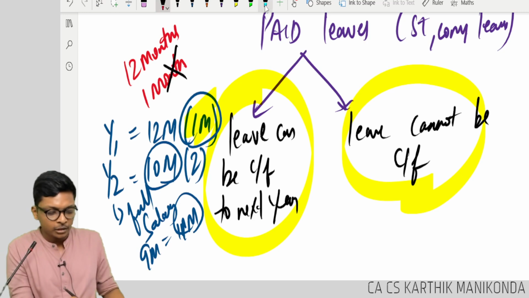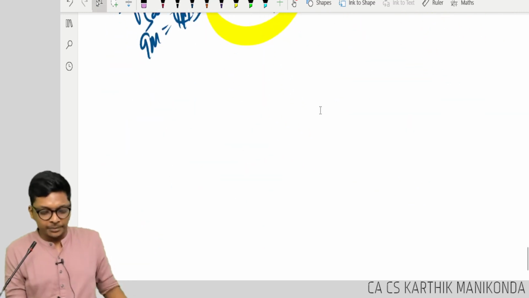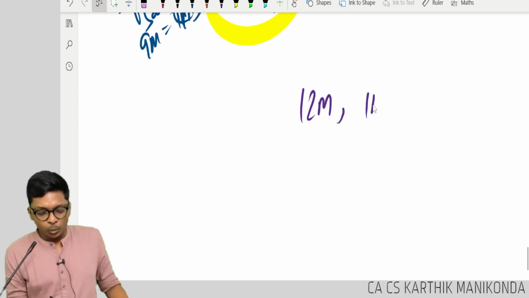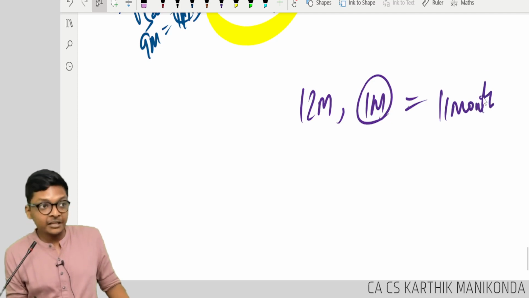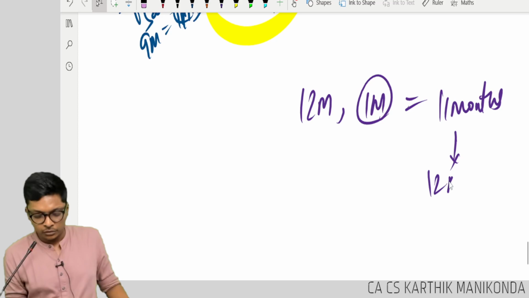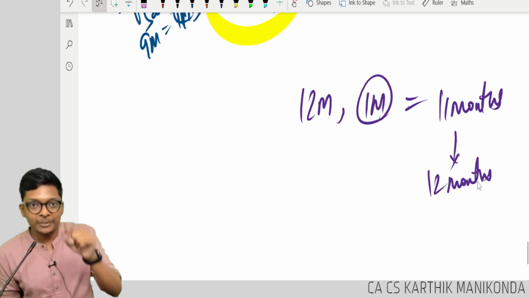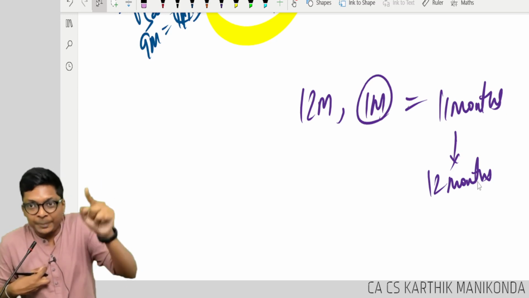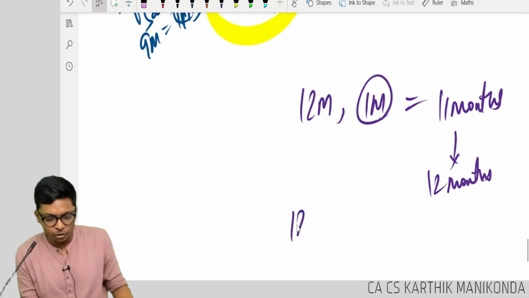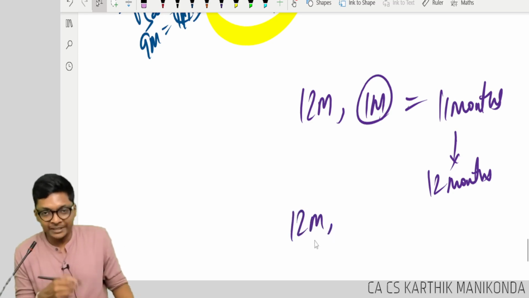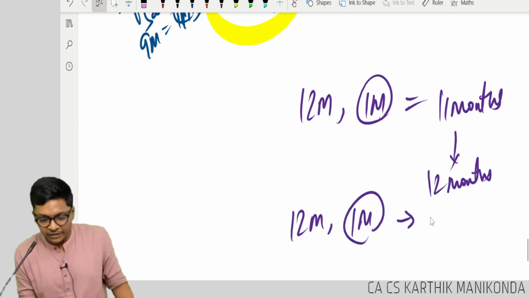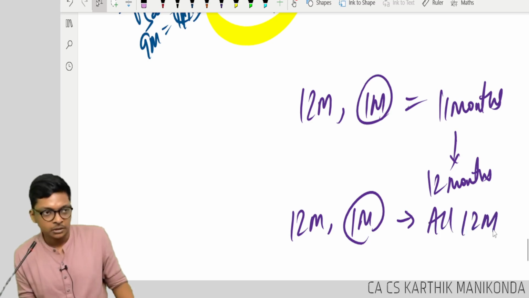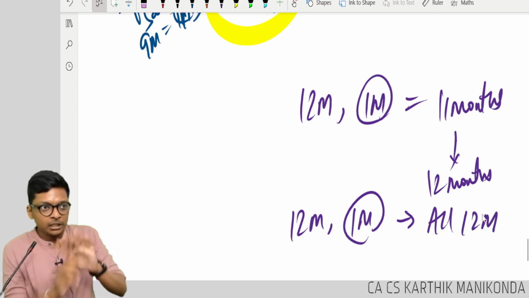Same way here. Look at this. Simple example. 12 months, 1 month leave. You worked only for 11 months. You will get salary of 12 months. This is the normal scenario. That means I have a cost. You took leave, I still paid you. Correct? Second scenario, 12 months, 1 month leave, 12 months work. You worked for all 12 months. Now, is the leave carried forward?